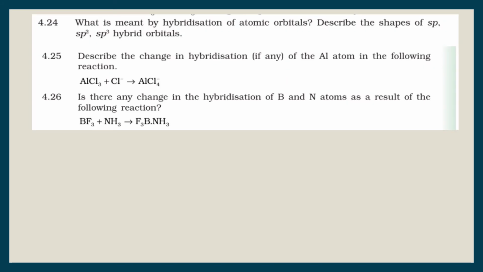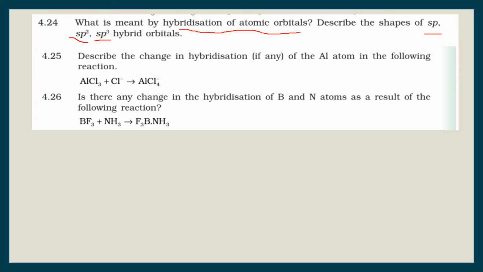Now these are a few questions from the exercise which I thought I must discuss. The first one, what is meant by hybridization of atomic orbitals? We just discussed in the presentation that intermixing of the orbitals which have slight difference in their energy is called hybridization. And the shape of sp orbital, only 2 orbitals are there, linear, sp2 trigonal planar, and sp3 tetrahedral. Then you can specify any example for each category and draw the structure.